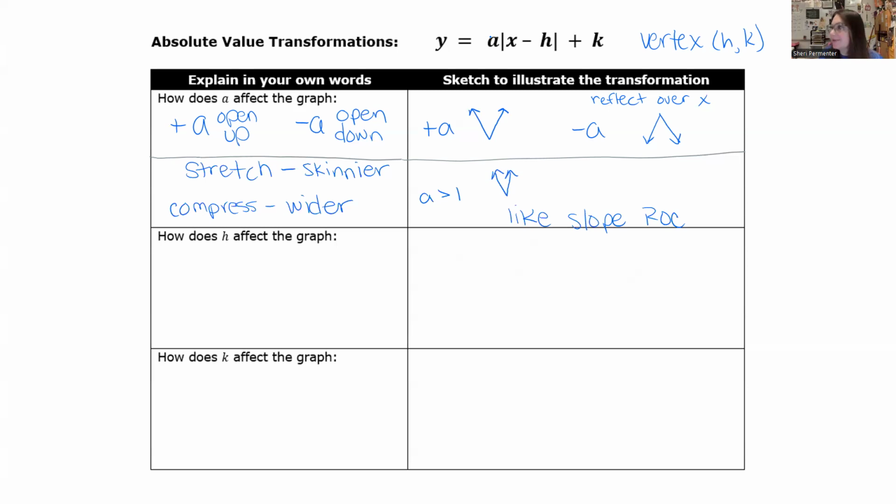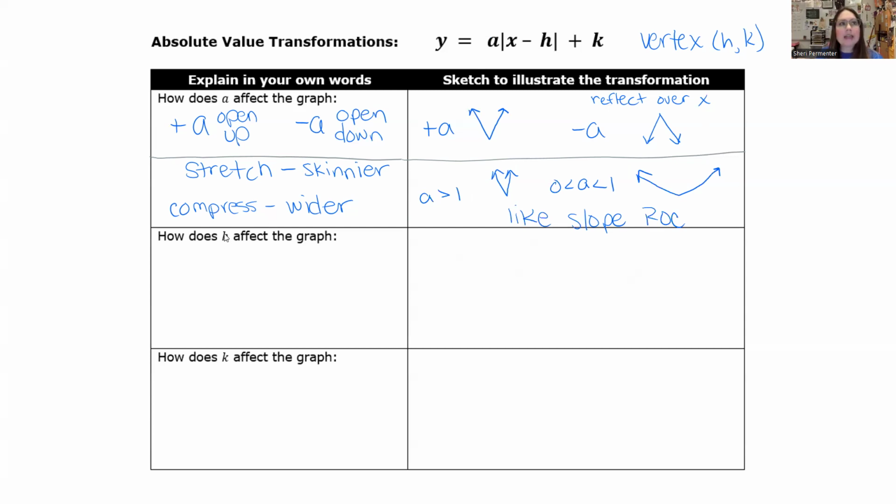When the value of A is a fraction between 0 and 1, the way that we can write that is like this: greater than 0, but less than 1. Your graph will look wider. So you're skinnier when it's a whole number, a number bigger than 1, and you're wider when it's a number between 0 and 1. But you can think of it like slope.